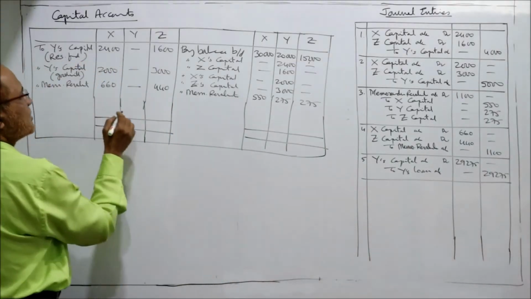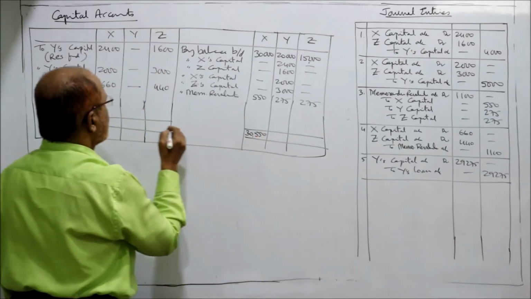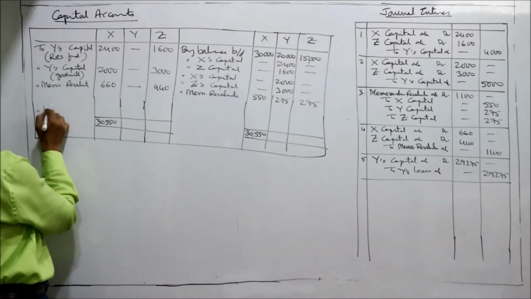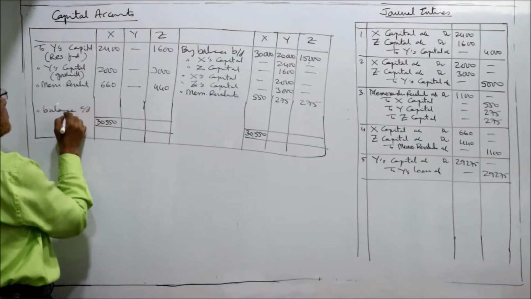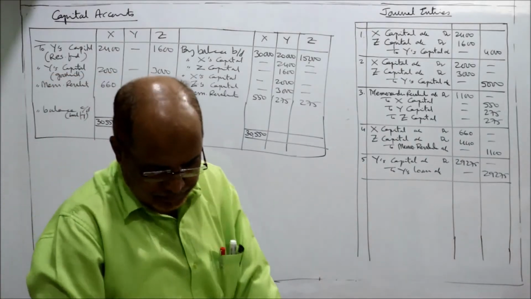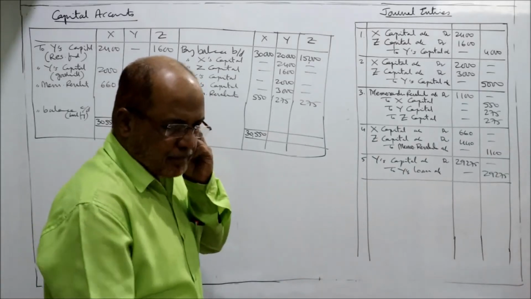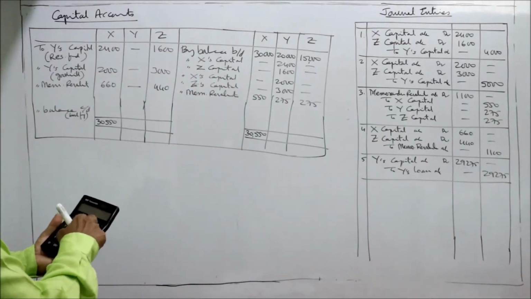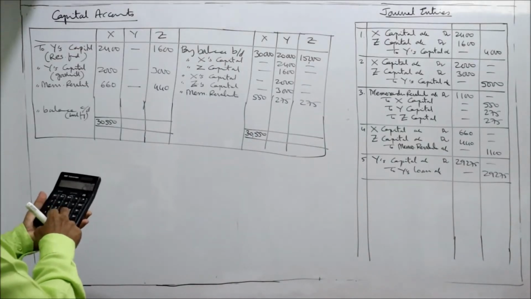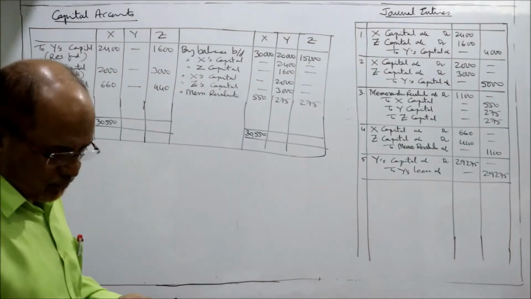Ye to baad mein karenge. First of all, what is the total on the credit side? 30,550. Balancing figure. Ha, 30,550 minus 2,400 minus 2,000 minus 660. It is 25,490.